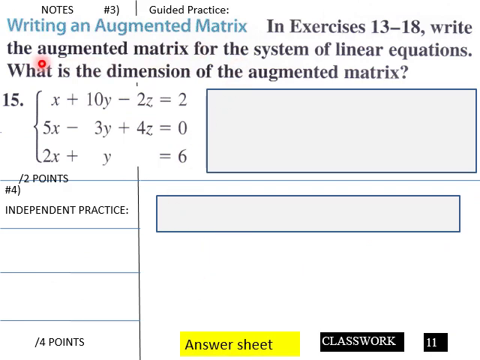Okay, let's try one here. Write the augmented matrix for the system of linear equations. What is the dimension of the augmented matrix? So, question.